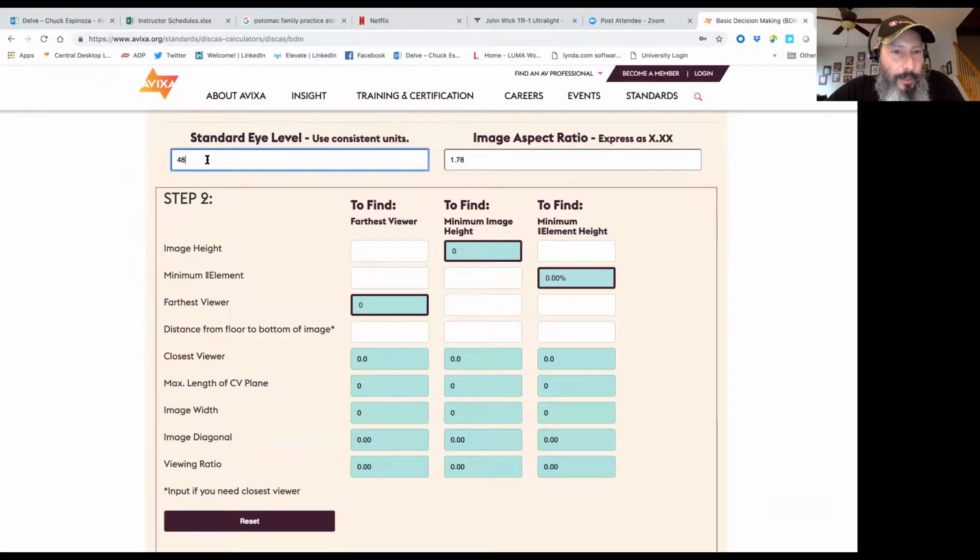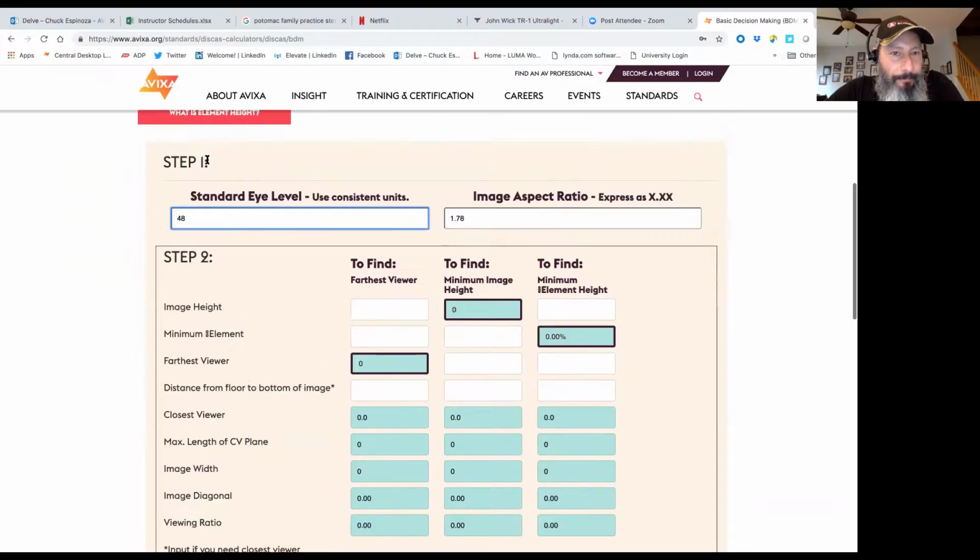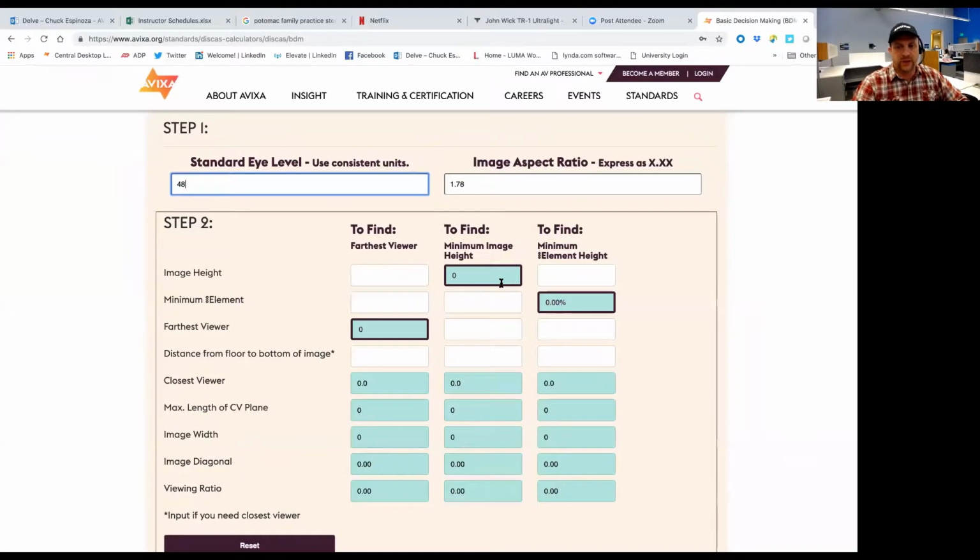Makes sense. So 48 inches for my eye level right here, and then aspect ratio expressed as a number, 1.78. What's the standard if your audience, say you were designing for a lobby display, was standing? What's the eye height there? I usually use 65 inches. So if somebody's 5'6" or 5'8", that plays around. You really have to look at your client.